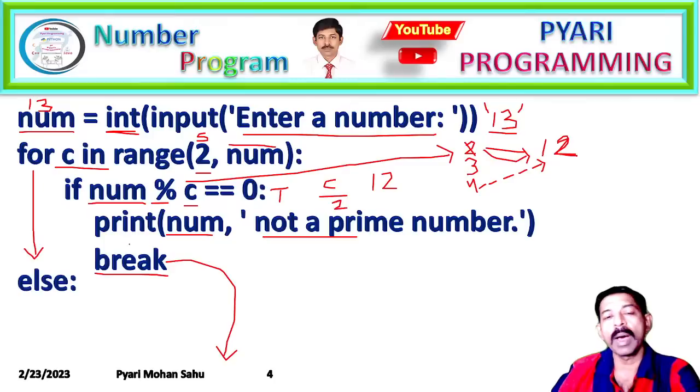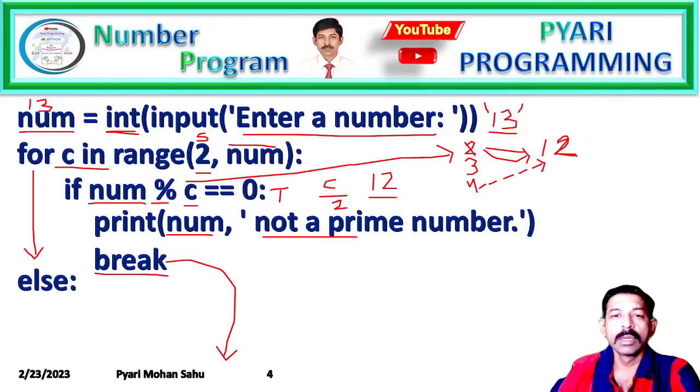ये लूप से पूरा बाहर आ जाएगा. जब ये लूप से बाहर आ रहा है, मतलब नॉर्मली तो ये टर्मिनेट नहीं हो रहा है, इसको तो 12 तक जाना था लूप को, तो ये पहले से ही आपका लूप से बाहर आ गया.